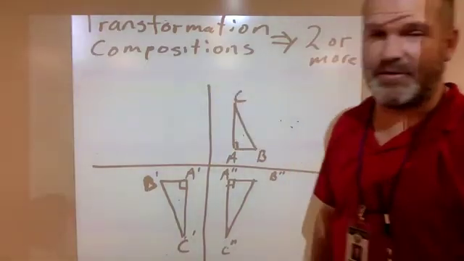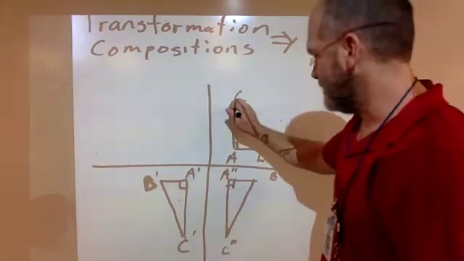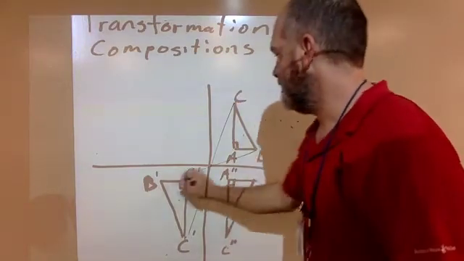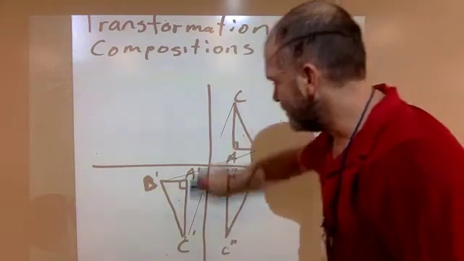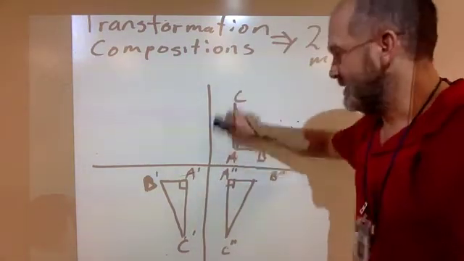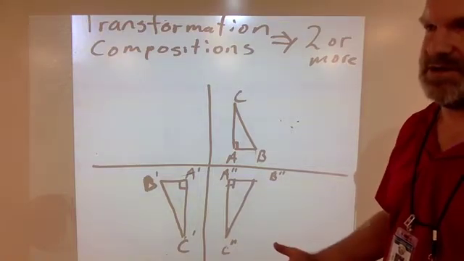The way to just know it for sure is connecting your corresponding points. If you connect your corresponding points and they crisscross, it's a rotation. If they don't crisscross, it's either a reflection or a translation. And you can usually rule out a translation pretty easily.